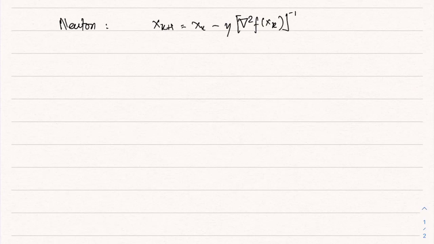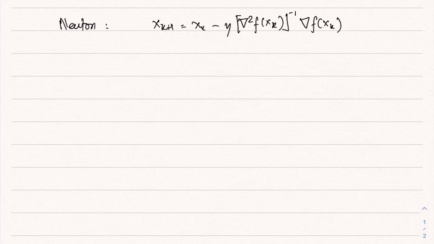We'll briefly discuss how Newton method can be implemented efficiently, in particular when there is structure present in the problem. So if you recall, the Newton steps were given by x_{k+1} equal to x_k minus eta times Hessian of f at x_k inverse times gradient of f of x_k.